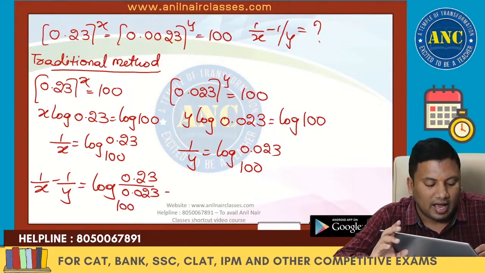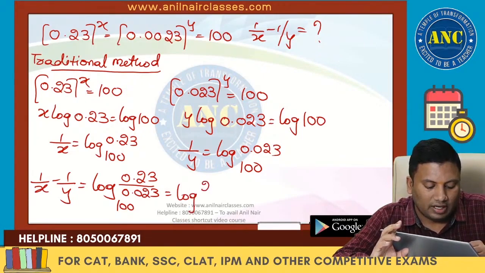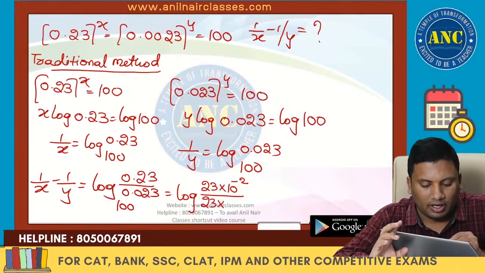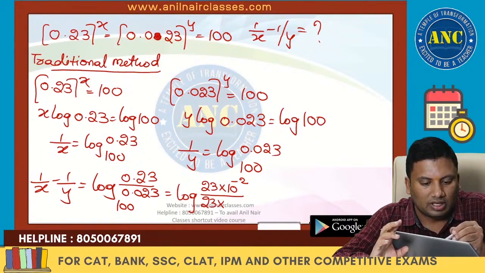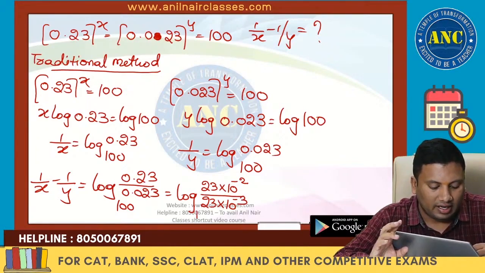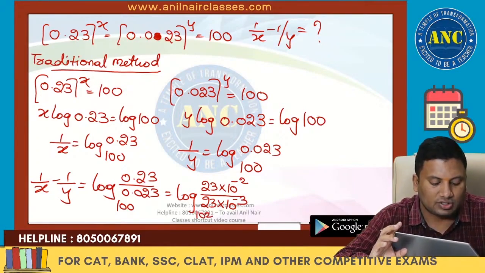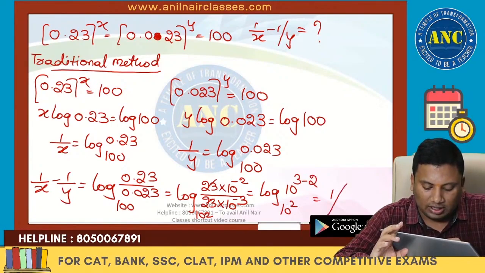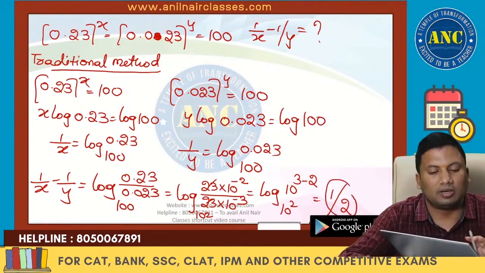In this, the answer is present. 0.23 is 23 into 10 power minus 2. 0.023 is 23 into 10 power minus 3, divided by 100. 100 is 10 square. 23 cancels. What am I getting here? This is nothing but 10 power 3 minus 2 base 10 square. This is nothing but 1 by 2.